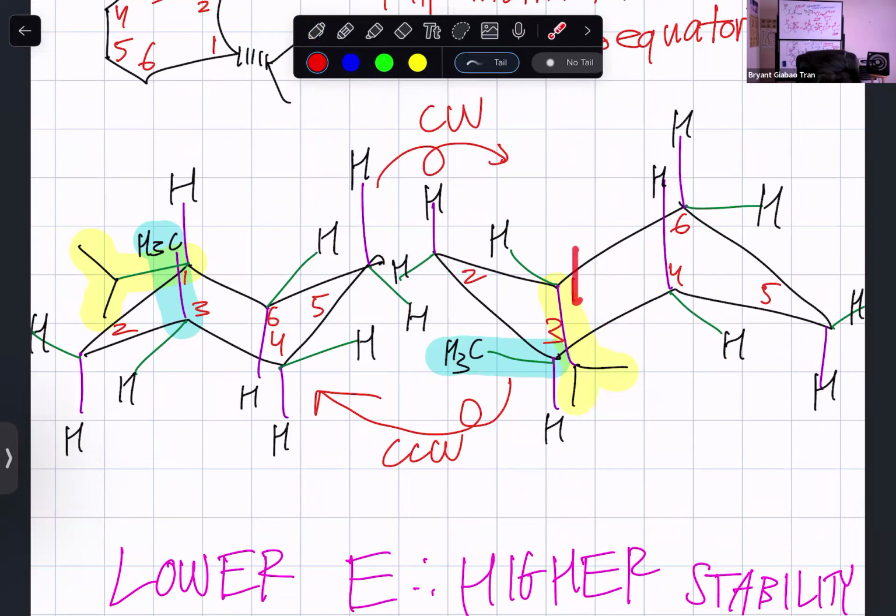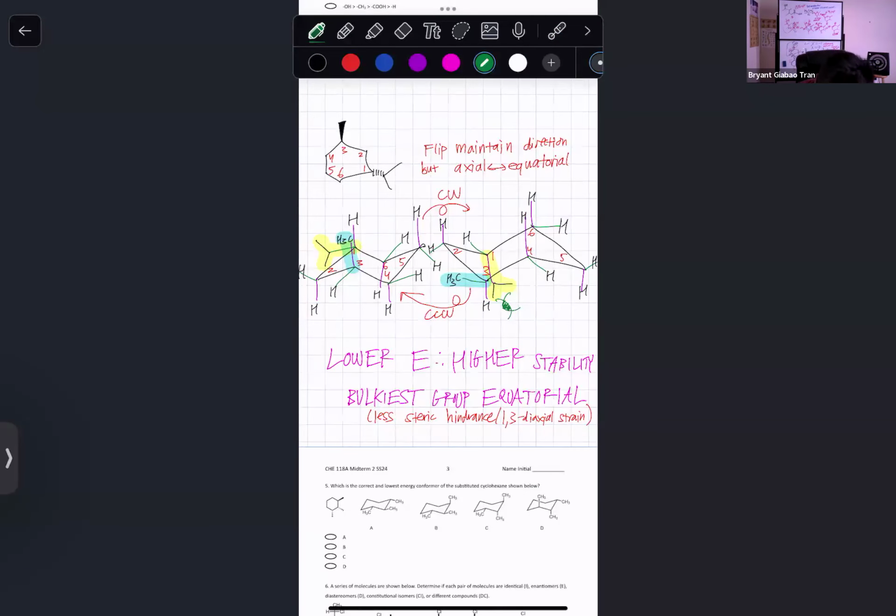Let's say that's 1, 2, 3. The third carbon away from it, that hydrogen is also axial, right? And because they're both axial going down, they're going to bump into each other because that's so bulky, and that's the 1,3 diaxial strain or steric hindrance. That's another way of saying steric hindrance.